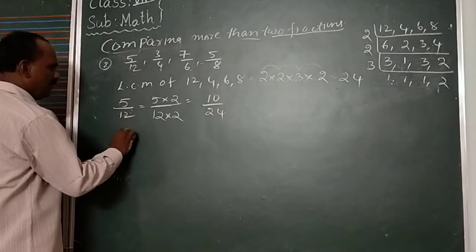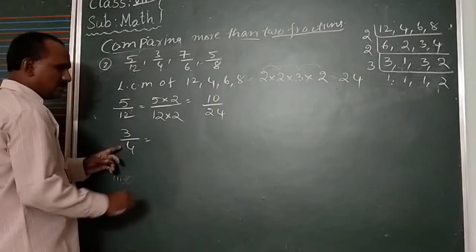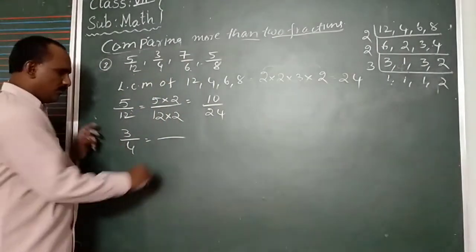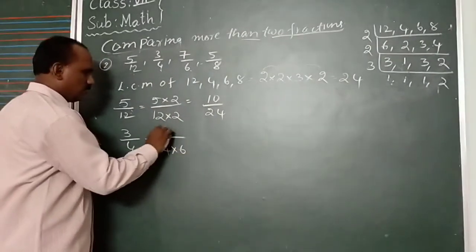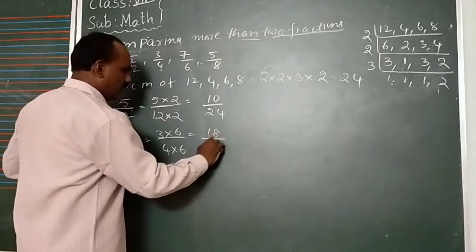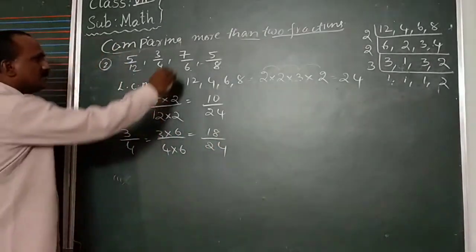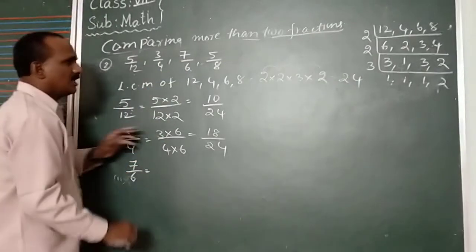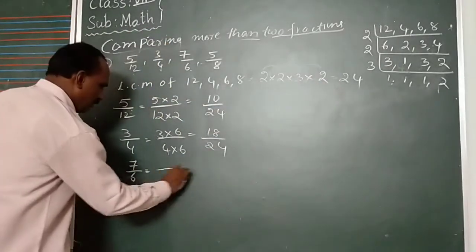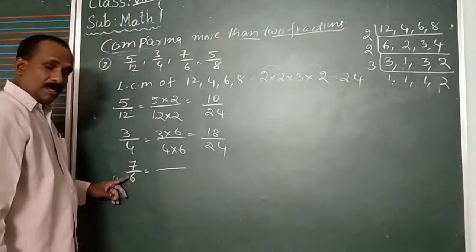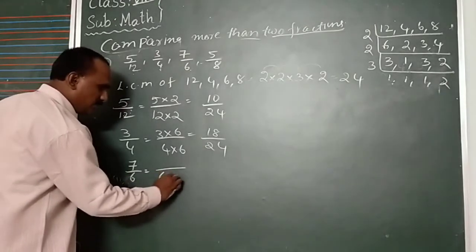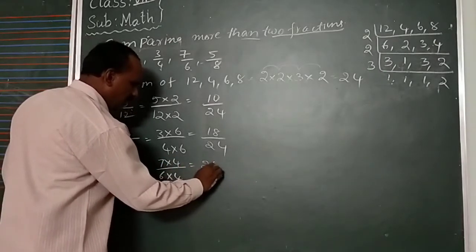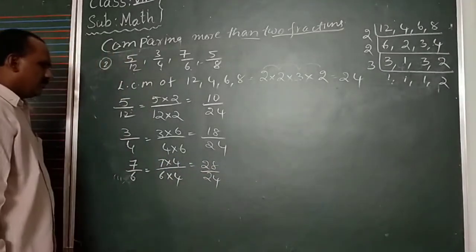Next, 3 by 4. The 4 should become 24. What number should multiply 4 to make 24? 4 into 6, and 3 into 6. 3 6s are 18, 4 6s are 24. Next, 7 by 6. What number should multiply 6 to make 24? 6 into 4, 6 4s are 24, and 7 also with 4. 7 4s are 28, so 28 by 24.